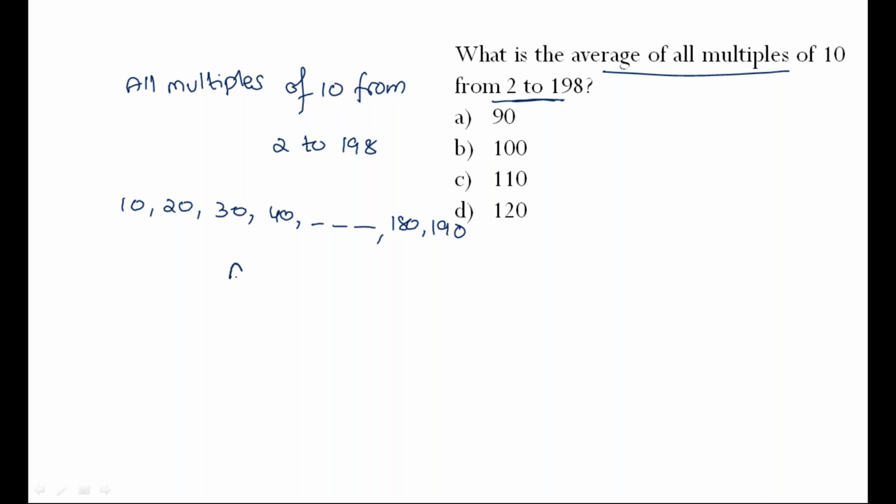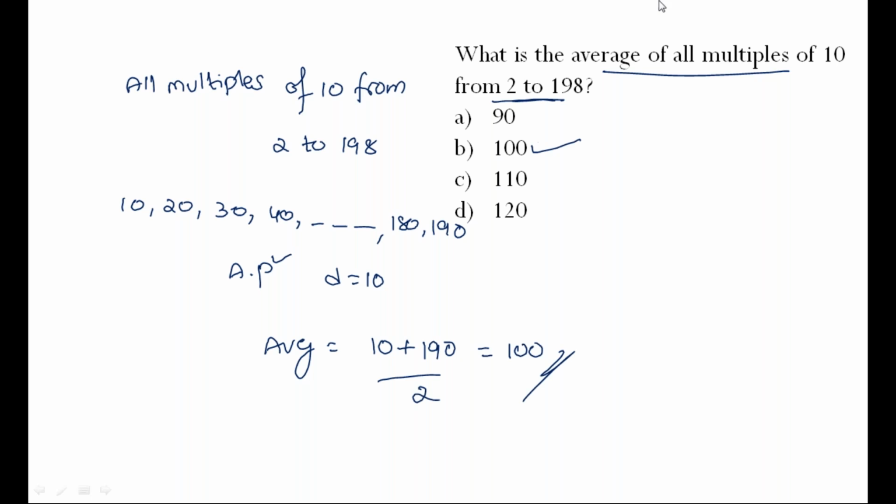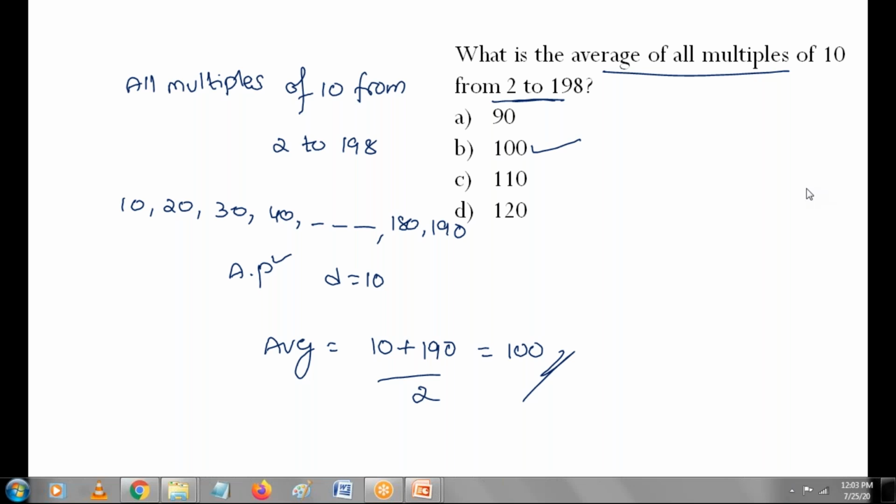Okay, now, is this in AP? Yes, common difference is 10. This is in AP. So what is the average now? First term plus last term divided by 2. If you people don't know this property, see what is the time taken to solve this question. Imagine, right?